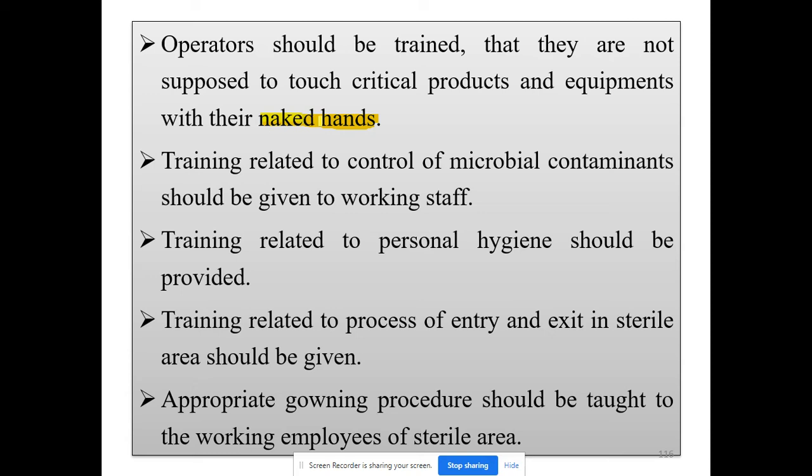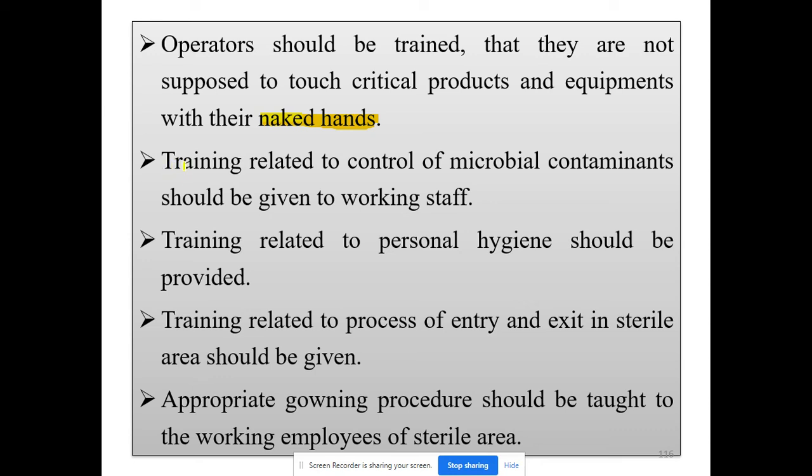They are not likely to be touched. The critical products and the critical equipment are not to be touched with the open hand. It means they have to touch the products and the equipment by making use of hand gloves only.